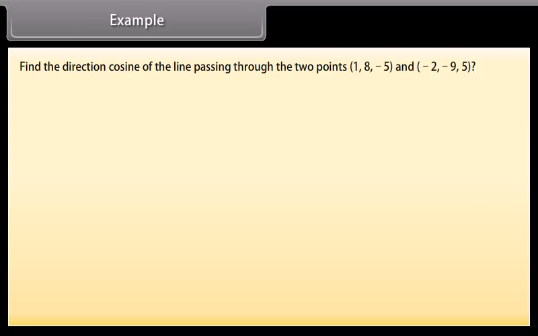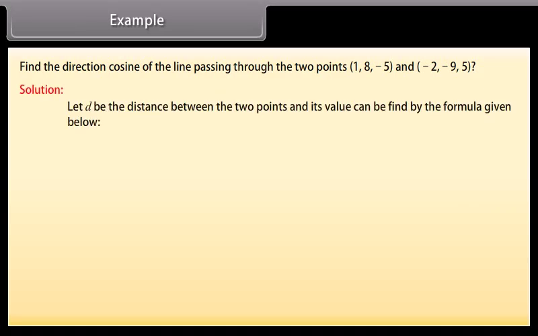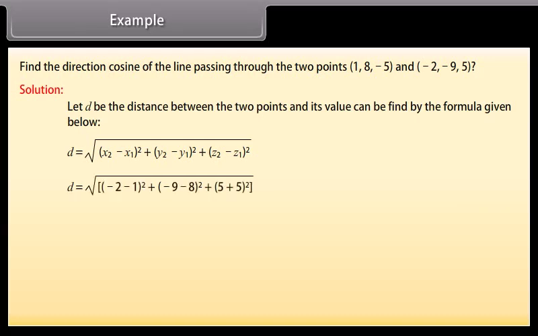Example. Find the direction cosine of the line passing through the 2 points (1, 8, minus 5) and (minus 2, minus 9, 5). Solution. Let d be the distance between the 2 points and its value can be found by the formula given below. d equals the square root of (x2 minus x1) square plus (y2 minus y1) square plus (z2 minus z1) square. d equals square root of (minus 2 minus 1) square plus (minus 9 minus 8) square plus 5 square.